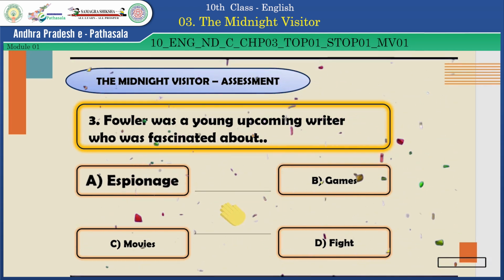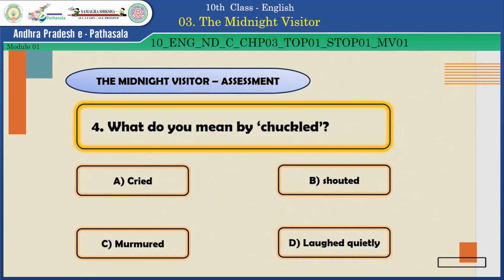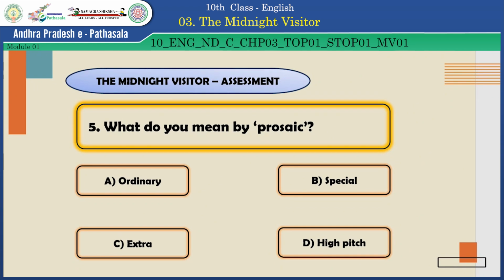Fourth question. What do you mean by chuckled? A. Cried. B. Shouted. C. Murmured. And D. Laughed quietly. You are perfect. The right answer is laughed quietly. Question 5. What do you mean by prosaic? A. Ordinary. B. Special. C. Extra. D. High pitch. You are perfect. The right answer here is A. Ordinary.